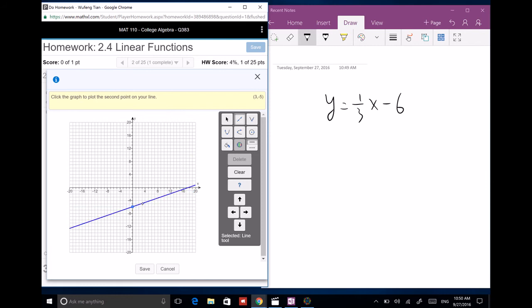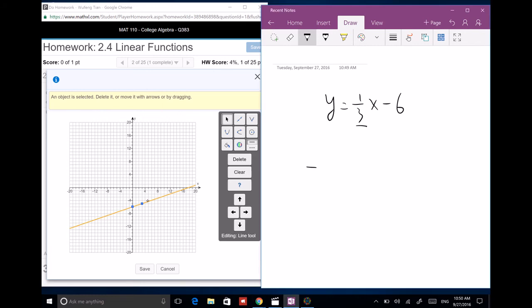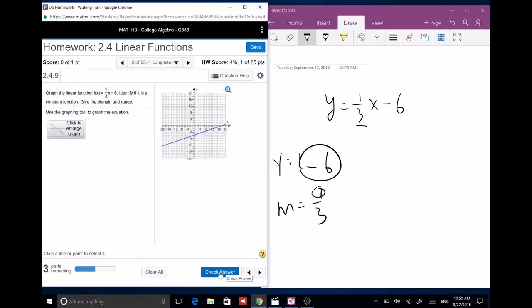It's hard for me to pick that point. Okay, so rise over run. This one, the y-intercept is -6, and m equals 1/3. Rise 1, run 3. So that's it, rise over run, and you got your picture.